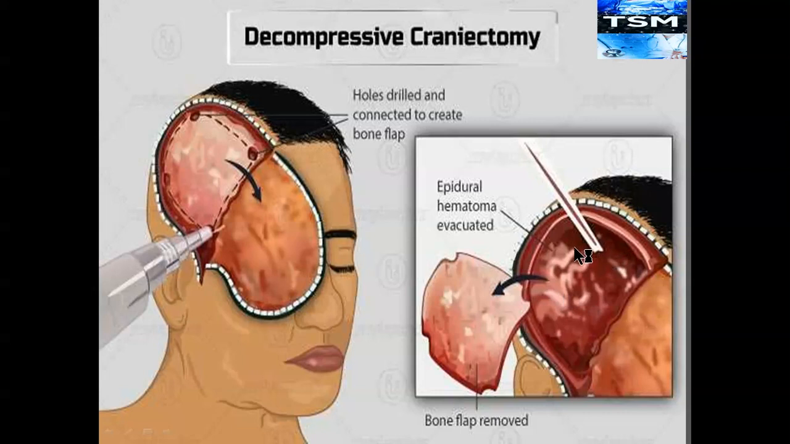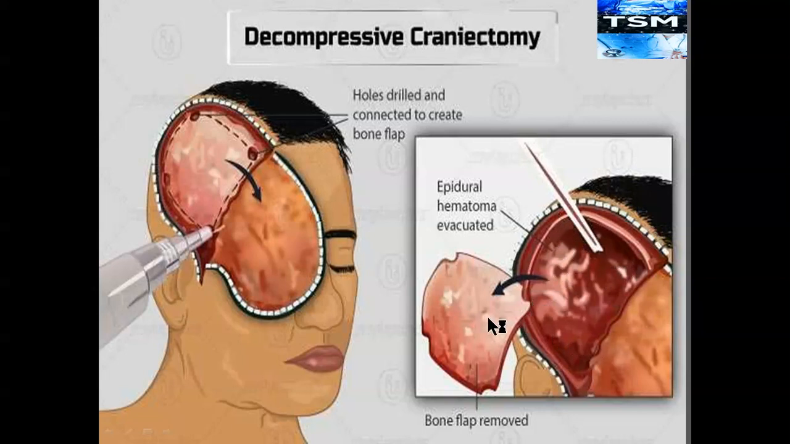Now, decompressive craniectomy itself will cause some edema, and that's why it's controversial whether it helps or not. But decompressive craniectomy helps to decrease ICP and bring it back to less than 20 millimeters of mercury. So that's why decompressive craniectomy is very important.